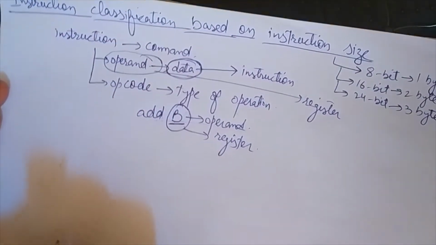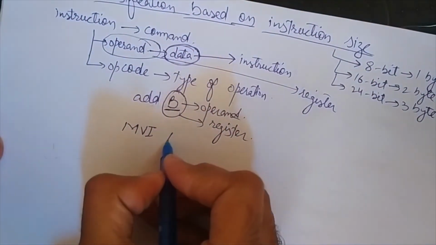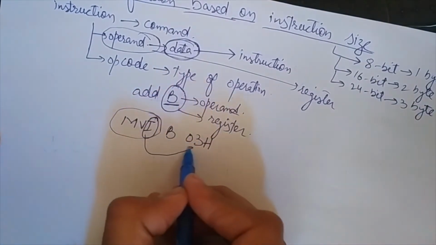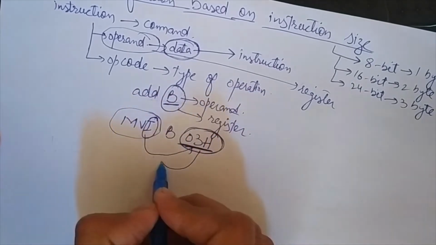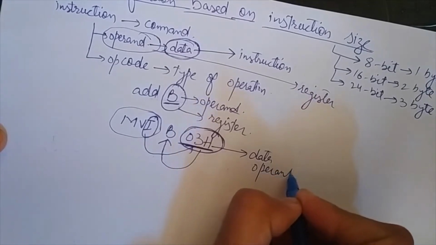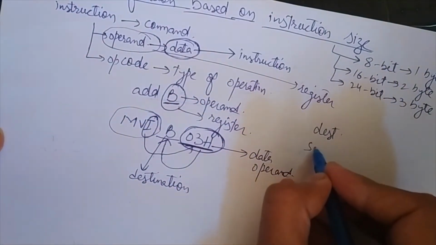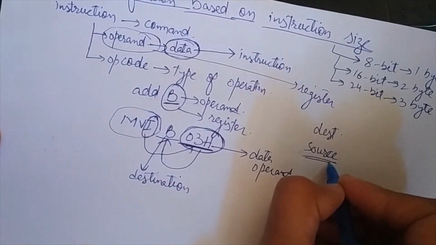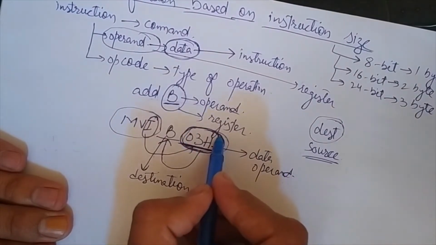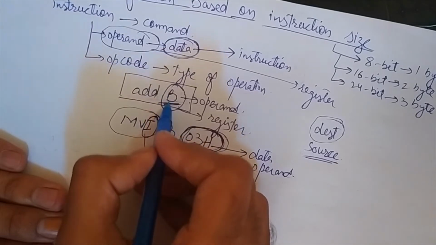Another instruction, for example, is MVI B, 03H. This instruction says move the immediate value, which is this constant value, into this register. So here we have a source operand, which is our data, and this is our destination operand. Source means the data on which we have to perform the operation, and destination means where we have to store the final result. In the previous instruction, the operand that we required was specified as a register, so this register contains our value.